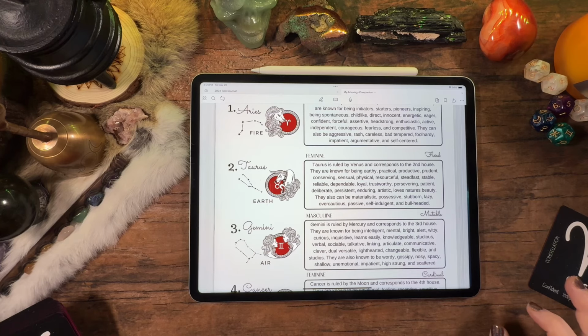patient, deliberate, persistent, enduring, artistic, loves nature's beauty. They can also be materialistic, possessive, stubborn, lazy, overcautious, passive, self-indulgent, and bullheaded. Now, I want you to keep something in mind, too.